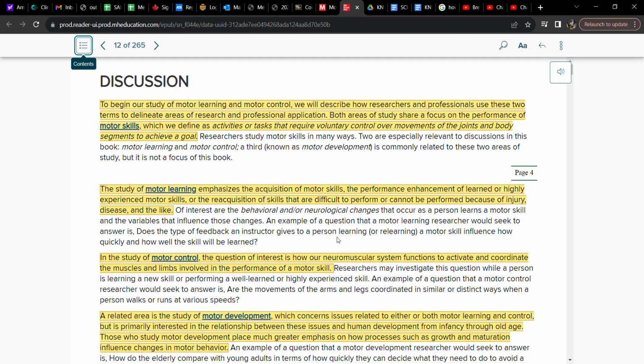But first we need to know what motor skills are. What it says here is that motor skills are activities or tasks that require voluntary control over movements of the joints and body segments to achieve a goal. So basically it's saying that you need to be able to move your body in a particular way to achieve that particular goal. So a motor skill could vary, obviously, between gross motor skills or fine motor skills, which we will talk about more later.